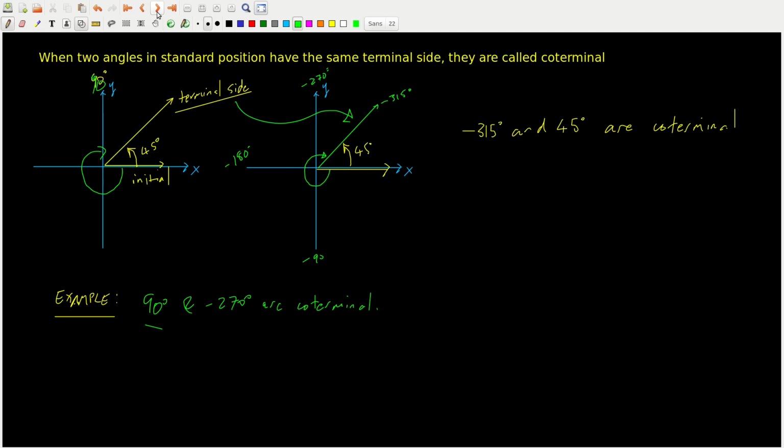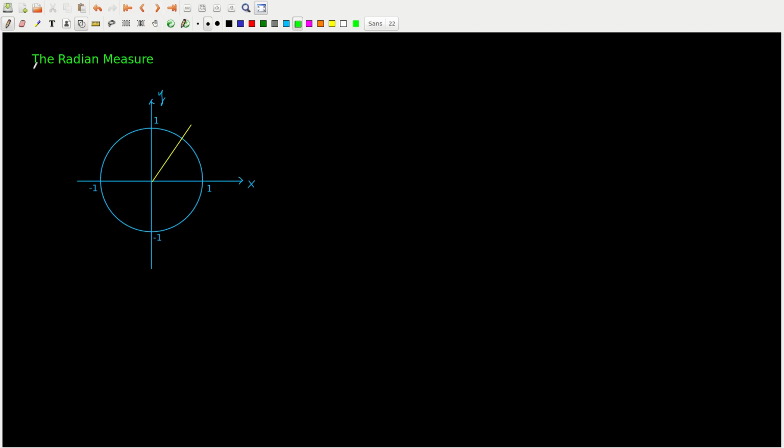let's talk about the radian measure, which is a different way of measuring the size of an angle. So you can see here I've drawn a terminal ray. Here's our terminal side. We're measuring from the positive x-axis. That's our initial side. And the angle defined between them is here. And that angle, let's call it theta, can be described in degrees as before, or it can be described in this new measure called radians.